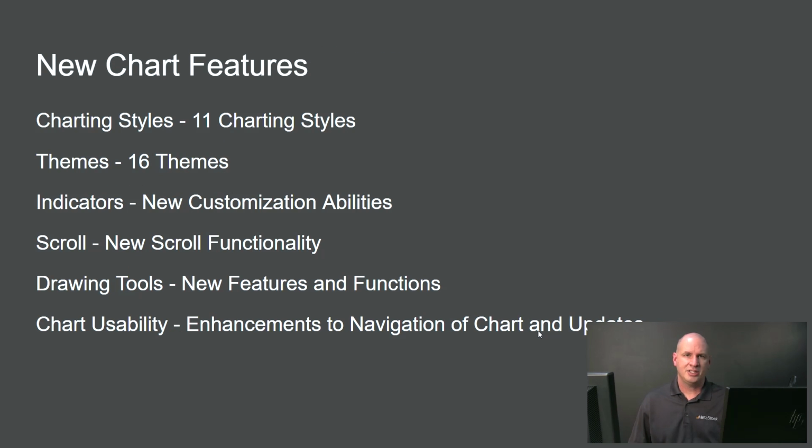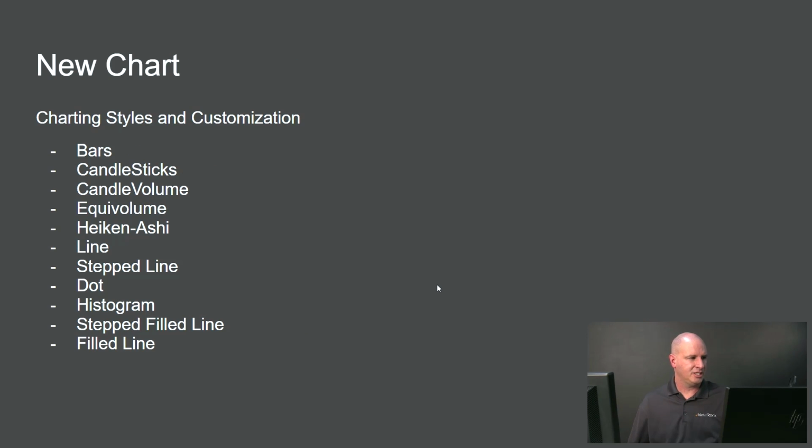But let's go ahead and start with that awesome new chart. So let's go ahead and talk about what's in there. So first of all, we've got the charting styles. We are now doing theming as color-based, so you can change theme very easily and quickly. The customization abilities in the indicators, the new scroll function, drawing tools, and chart usability. So let's jump right in here and let's first of all talk about the charting styles.